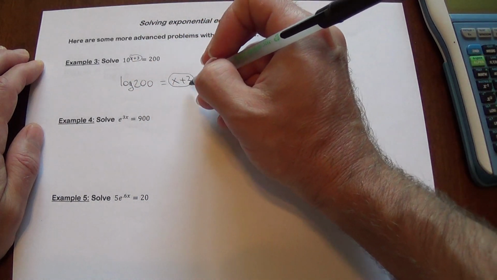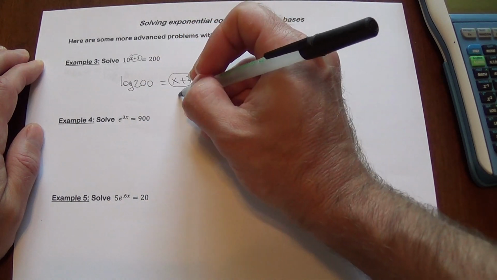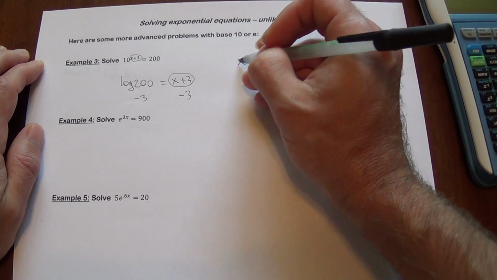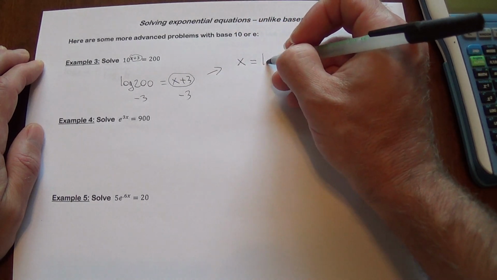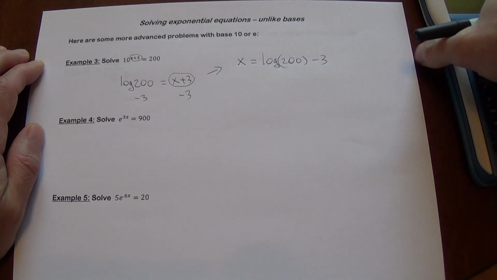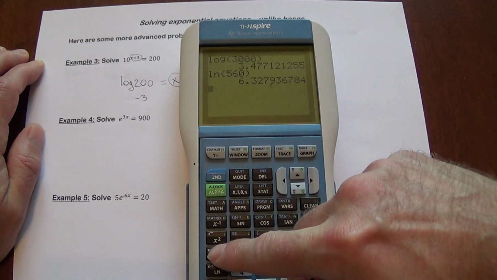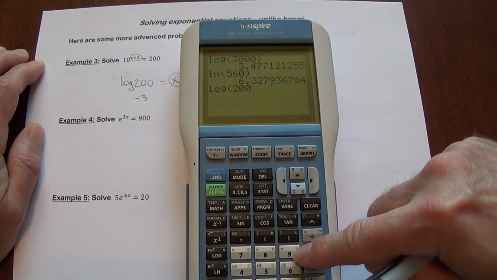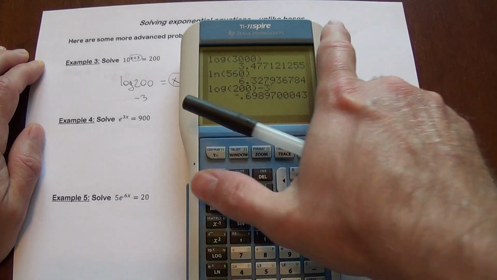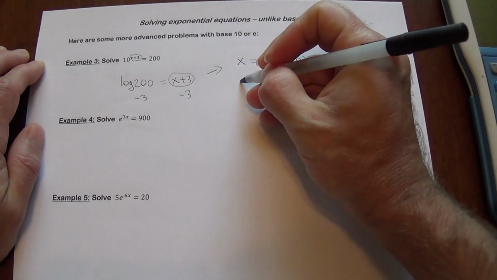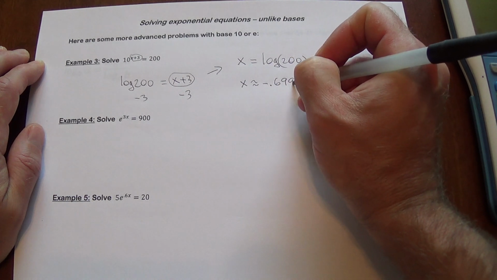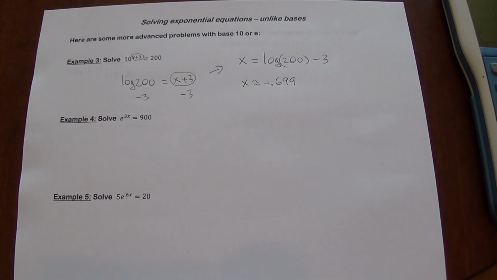And what I would do first, because remember log 200 is going to be a number, we will subtract 3 on both sides. So then you can write that x is going to equal log 200, which you're going to keep in parentheses, and then minus 3. Log 200 minus 3, and we're going to get negative 0.699. I actually should use approximately equal to be precise, so I'm going to put it like this.